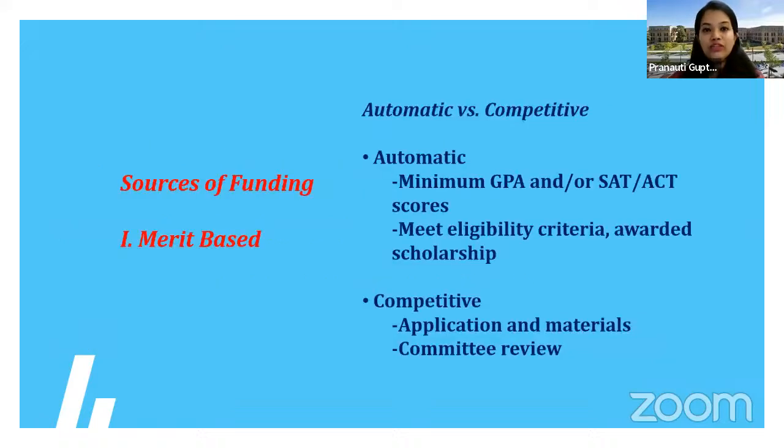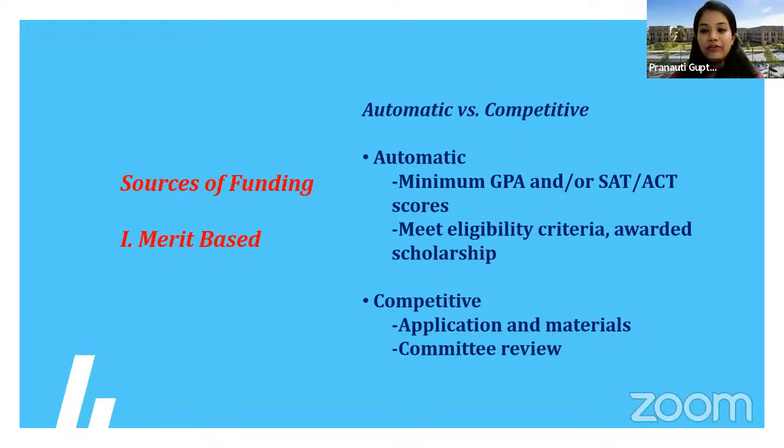So let us see what sources of funding we have. Most commonly, the ones we are most aware of are the merit-based fundings. These are merit-based scholarships, and there are various types of them. I have quickly highlighted some that you can look at as a student when you are researching and applying to universities. We have the automatic versus the competitive scholarship. Automatic scholarships are purely awarded on merit.